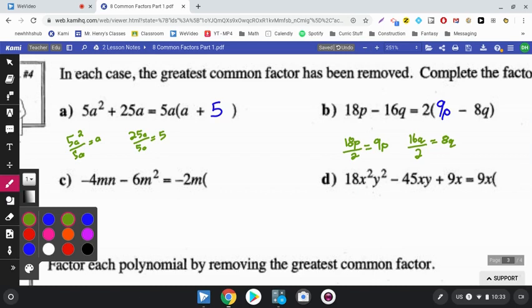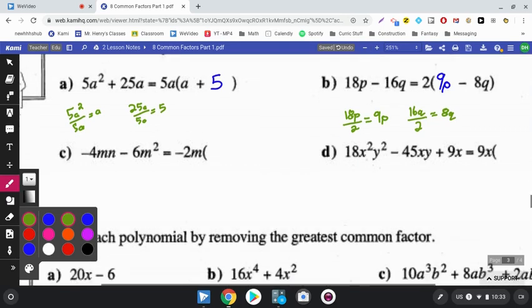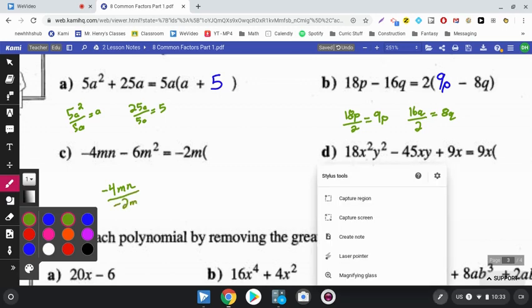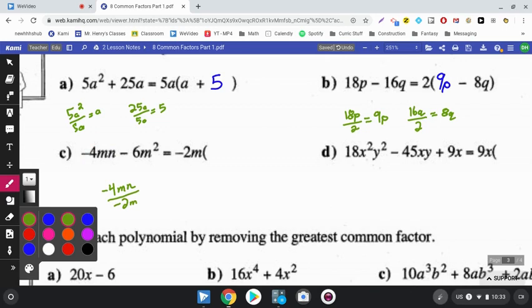Negative 4mn minus 6m squared, and it says you factored out a negative 2m. Okay, negative 4nm divided by negative 2m. I'm factoring out this piece. And you probably don't have to show what I'm writing in green, but I think it's good to start. Negative 4 divided by negative 2 is positive 2. M divided by m would cancel out, and you have your n. So my first term in the bracket would be 2n.